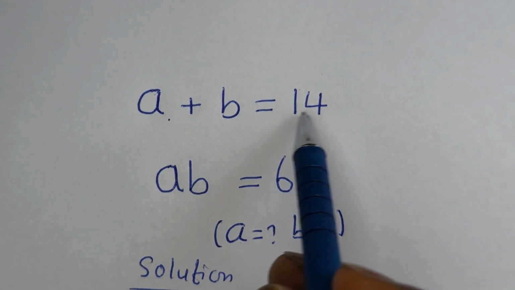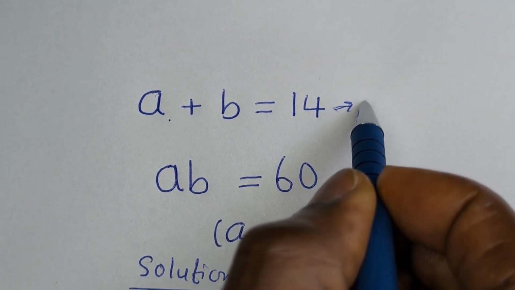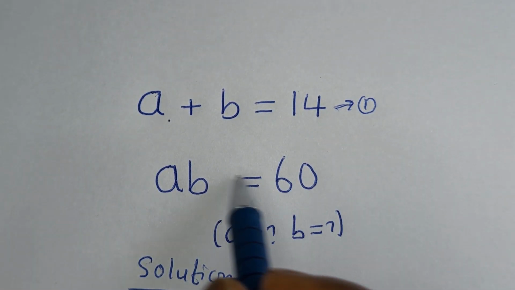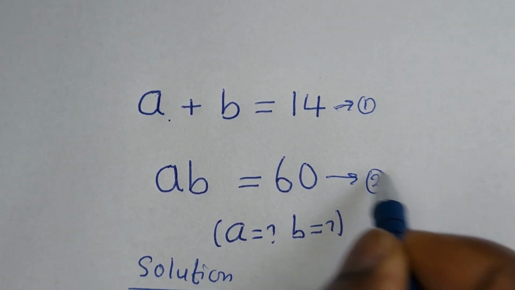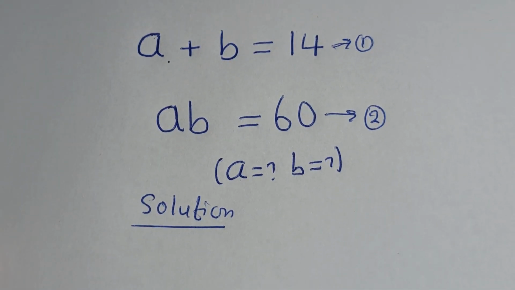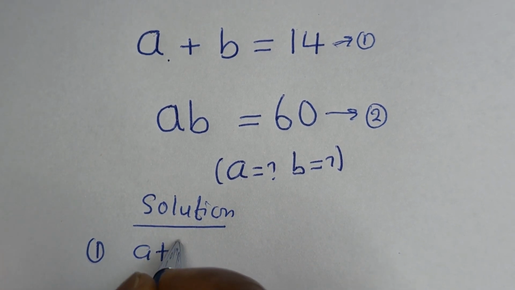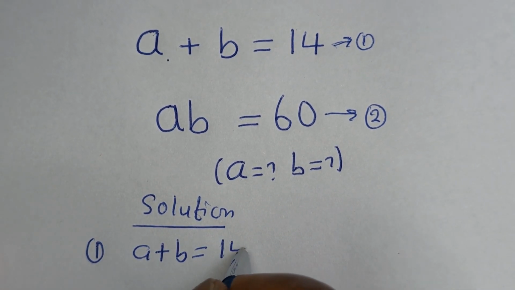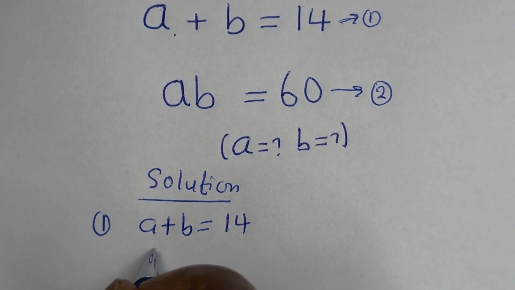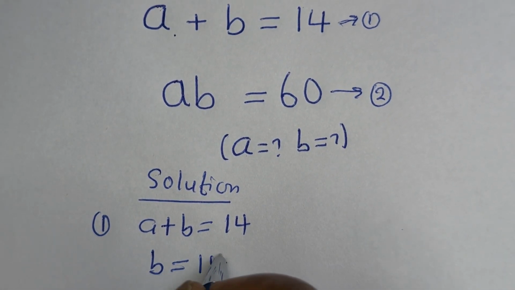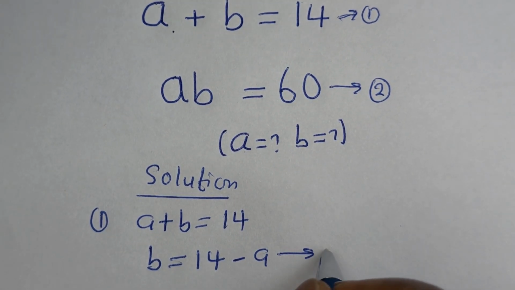A plus B is equal to 14. Let's call this equation 1. AB is equal to 60. Let's call this equation 2. Then from equation 1, A plus B is equal to 14, so B is equal to 14 minus A. Let us call this equation 3.